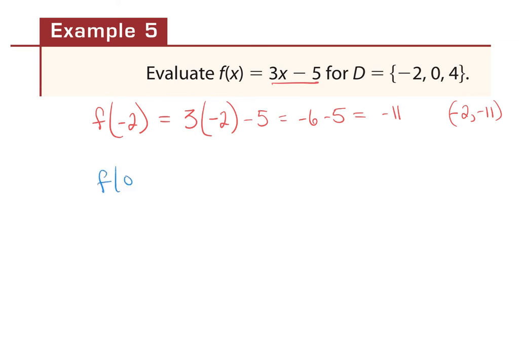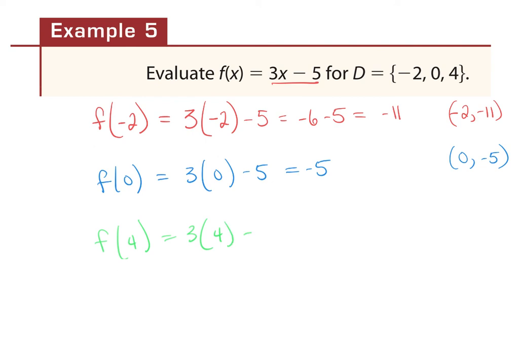F of 0, again, that just means plug it in. That's going to equal -5. That also tells me this ordered pair. And then f of 4. We have 3 times 4 minus 5. That gives me 7. So then that tells me this ordered pair right here. All right?